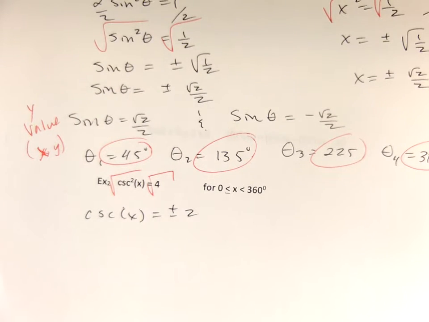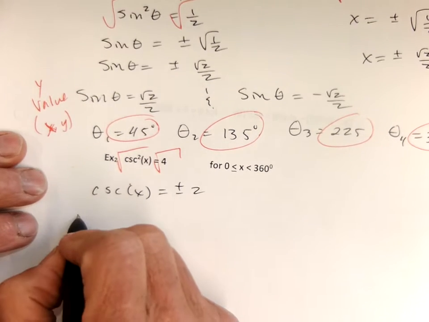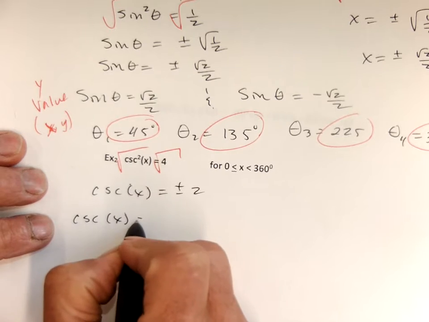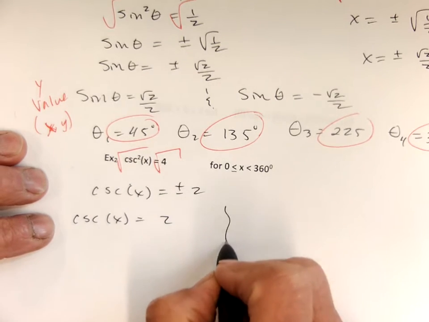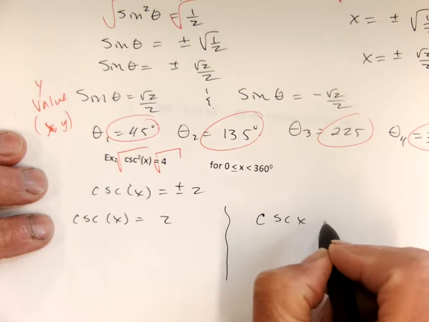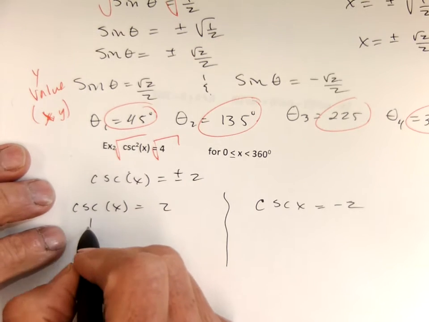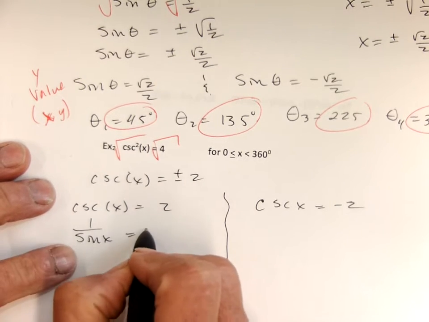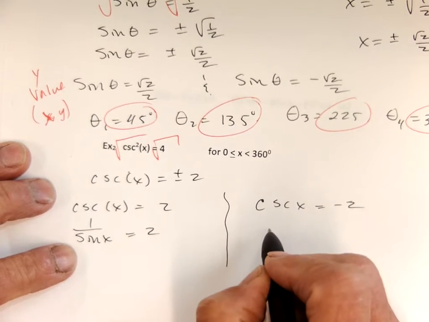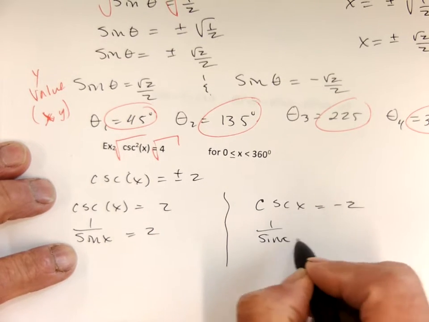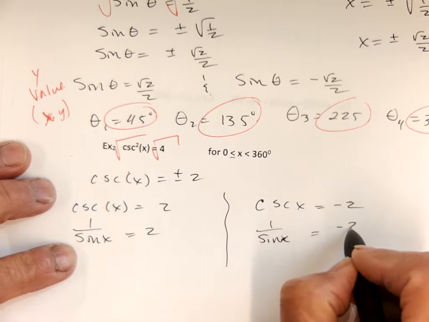Just square root, right? So now, plus or minus 2 really means like 2 equations to me, so I'm going to go, okay, cosecant of x equals 2 and cosecant of x equals negative 2. Okay, how am I doing? The cosecant, yeah, Spencer, you're already getting it, aren't you? Cosecant is not on the unit circle, but sine is, right? So 1 over sine of x is equal to 2. And over here, same thing. 1 over sine of x equals negative 2, right?